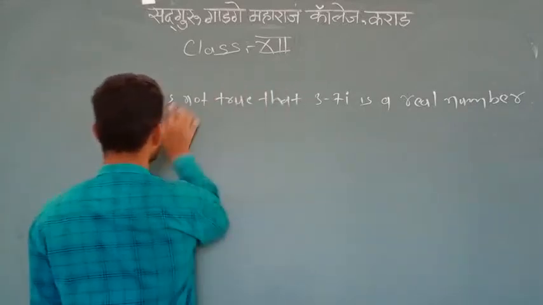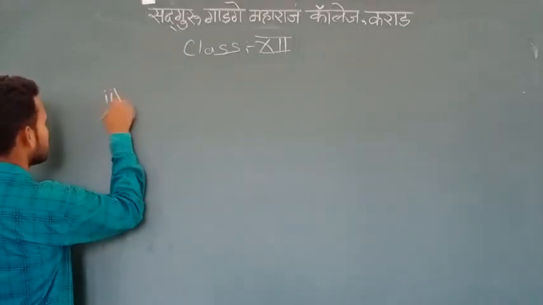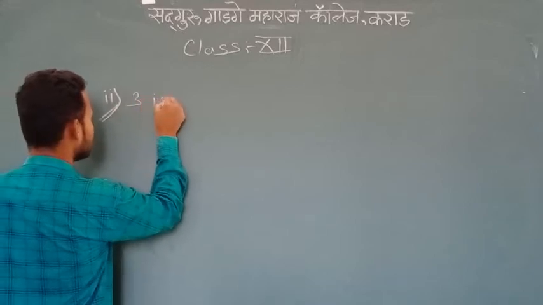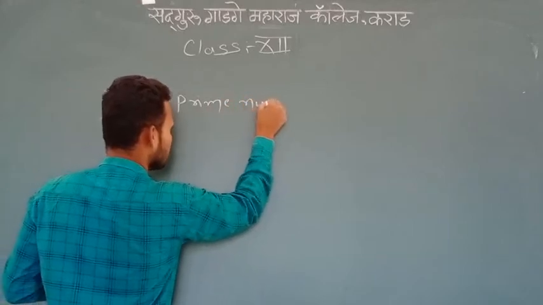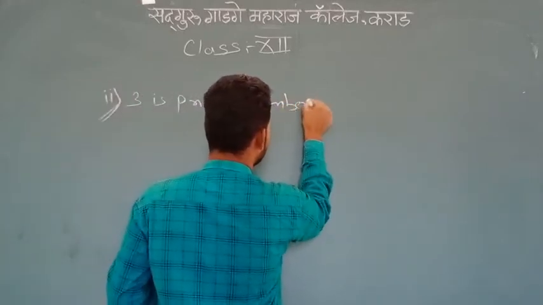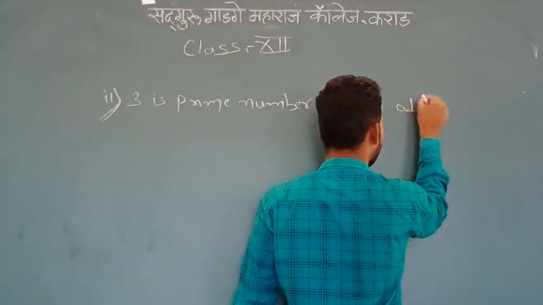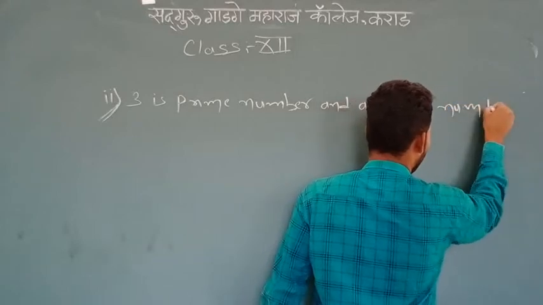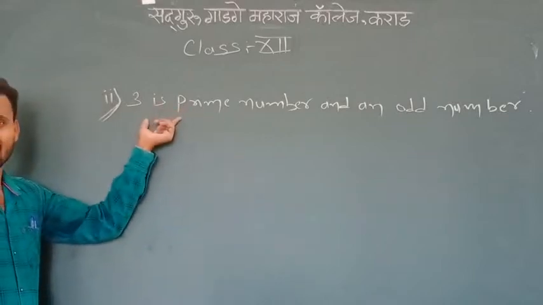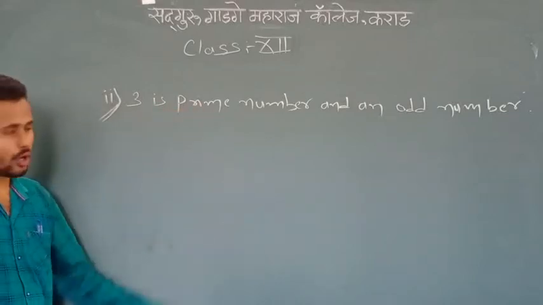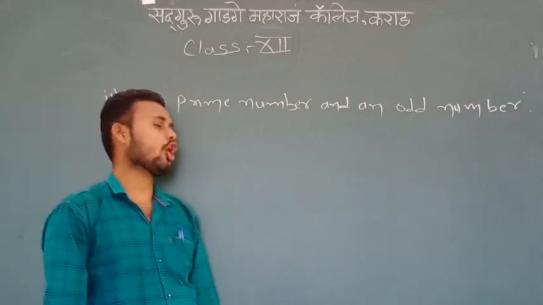Now take the next example, the second one. Write the truth value of the following statement: 3 is a prime number and an odd number.